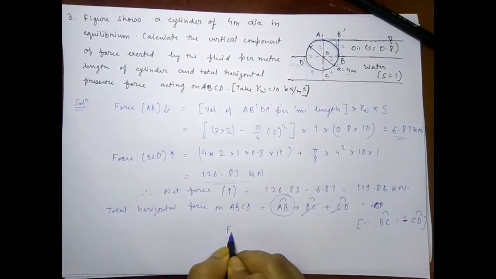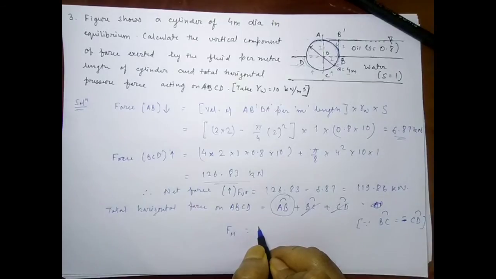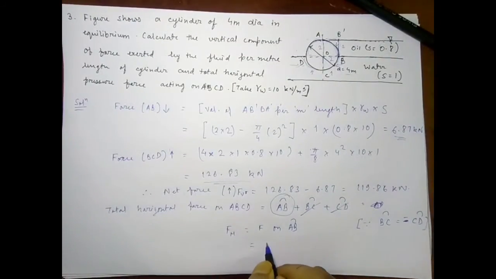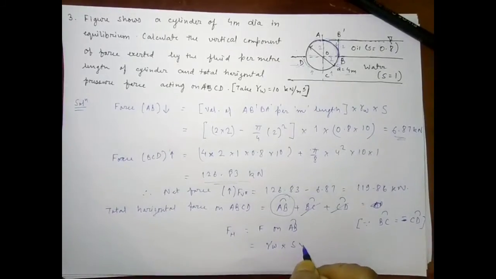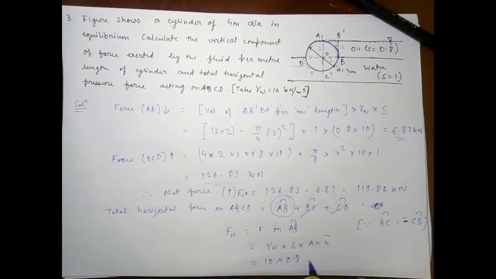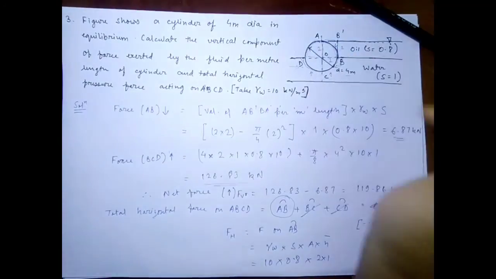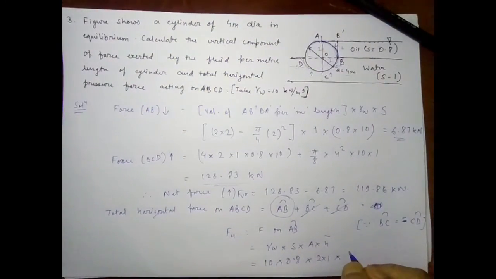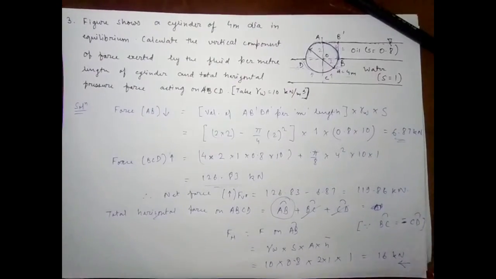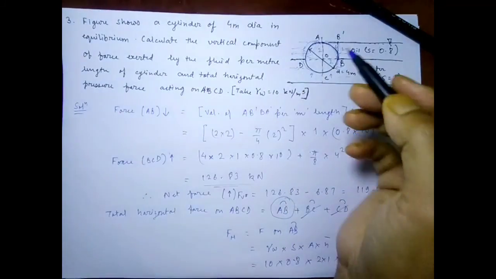And so the horizontal force, this was FH, will be equal to the force on AB, and that is equal to gamma W S times A times H bar, which is equal to 10 times 0.8 times area 2 into 1 per meter, and H bar is also 1, and that is equal to 16 kilonewtons, and it will be acting in this direction because there is no liquid over here, so it won't be having any horizontal force.